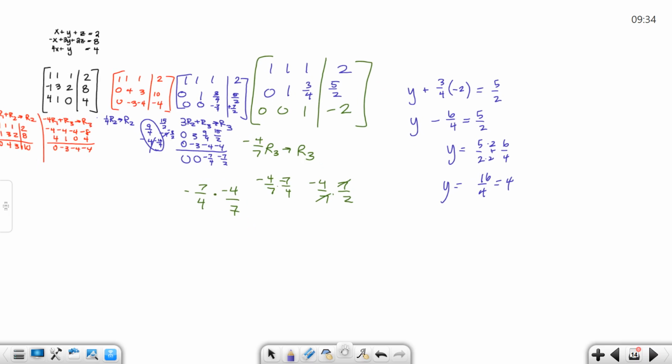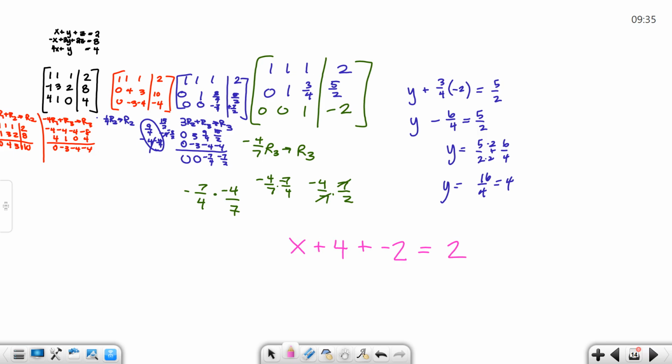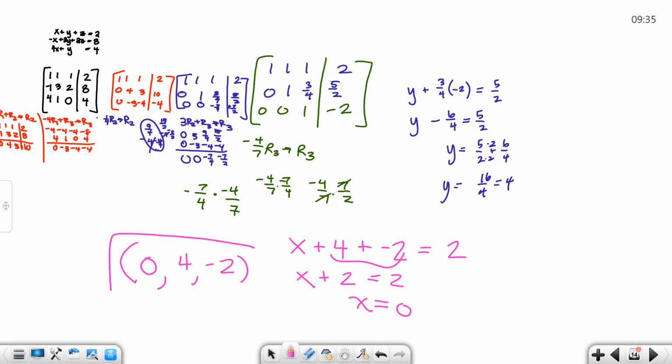There's my second one. And then for the last one, I'm going to get x plus y, which is 4, plus z, which is negative 2, equals 2. So x plus 2 equals 2. Subtract 2 from both sides, and x would equal 0. So my answer would be 0, 4, negative 2.